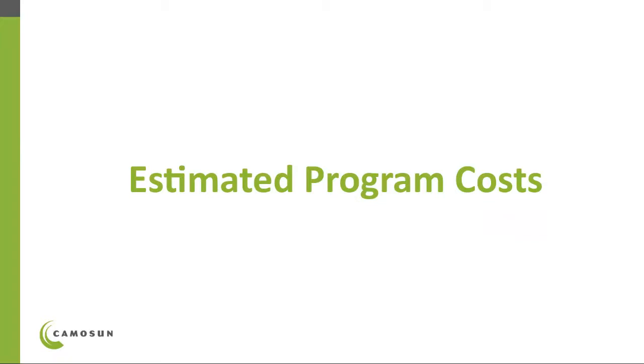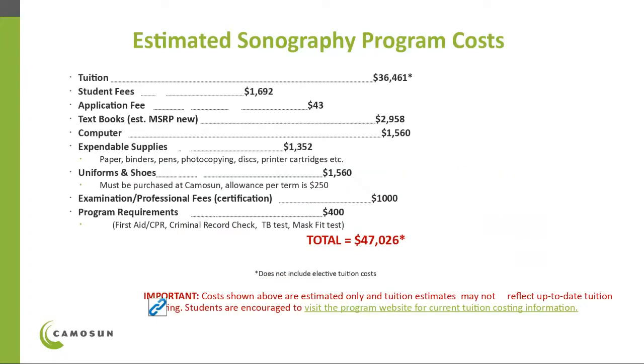Estimated program costs. Tuition. These are all estimates, and they do go up and down every year. Tuition goes up 2%. So tuition will be $36,461 plus 2% since this slide was made. Student fees, we estimate about $1,700. Application fee is about $43. Textbooks, we're quoting about $3,000 for the life of the program.